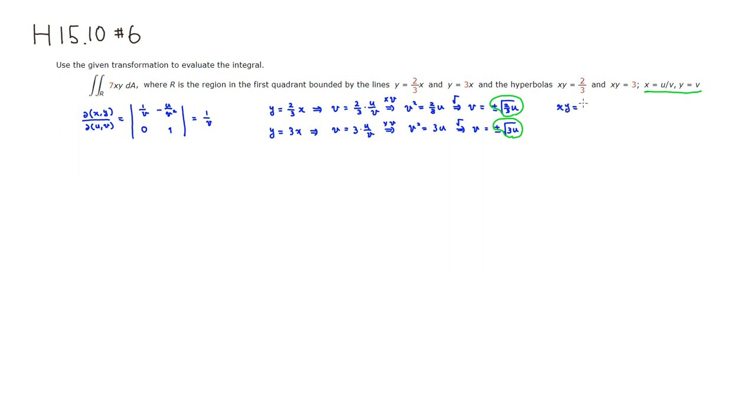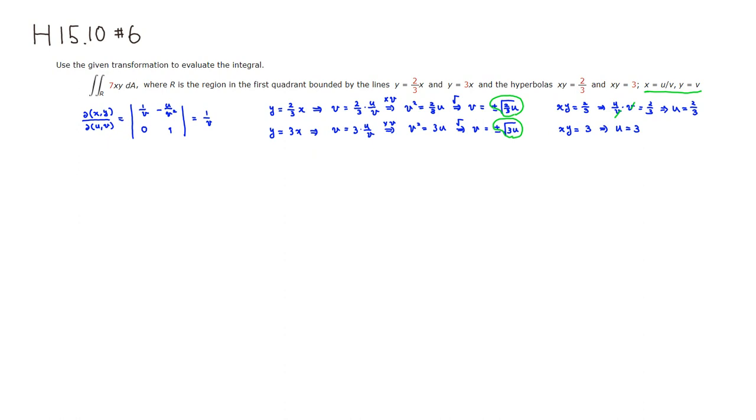The other two boundaries are actually kind of nice. For xy equals 2/3, if you plug in x is u over v and y is v, we can cancel v and v, so you get u equals 2/3. Similarly, xy equals 3 gives u equals 3. I'm just going to skip steps since it's the same thing. So we got that.